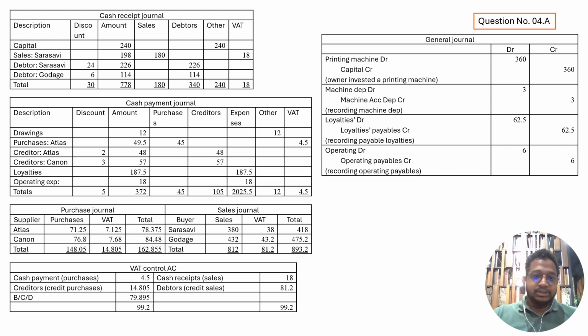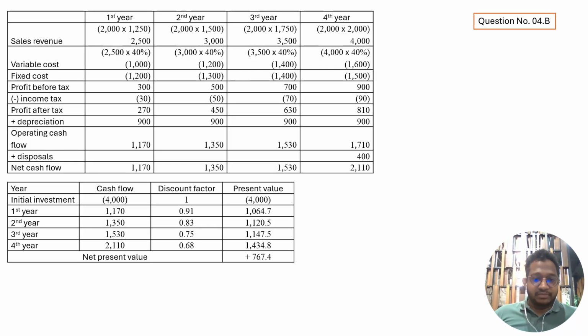So the B part of question number 4 is another interesting question I gave about the investment decision. And the interesting part is here it includes the 10% based on profit before tax, right?